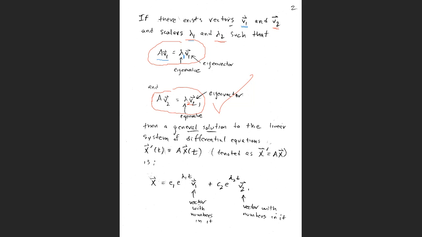So it turns out that if we want to solve our linear system of equations, a lot of times they suppress the t when they have a linear system of differential equations. They just write the system as x prime equals A times x. And you notice I keep the vector symbols on there, right? The notation's important.